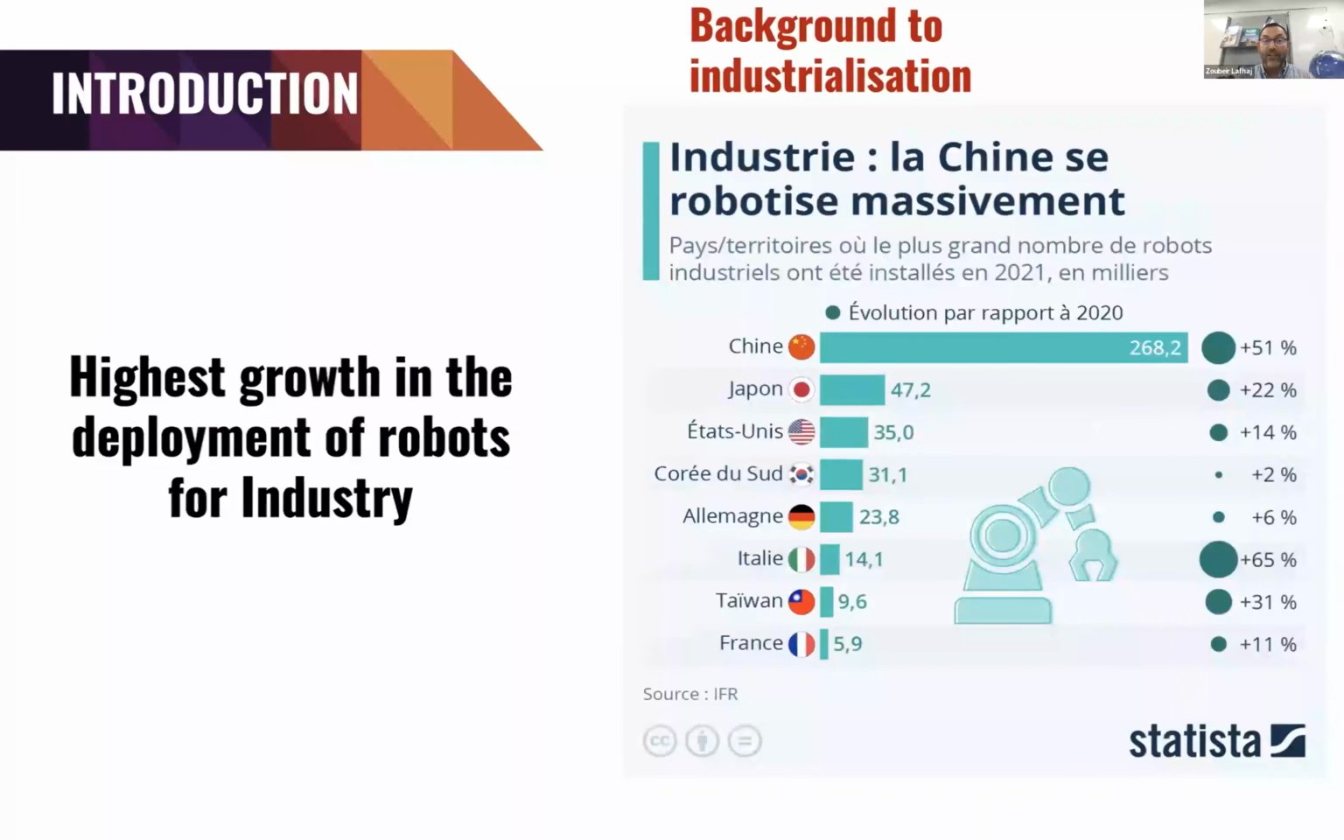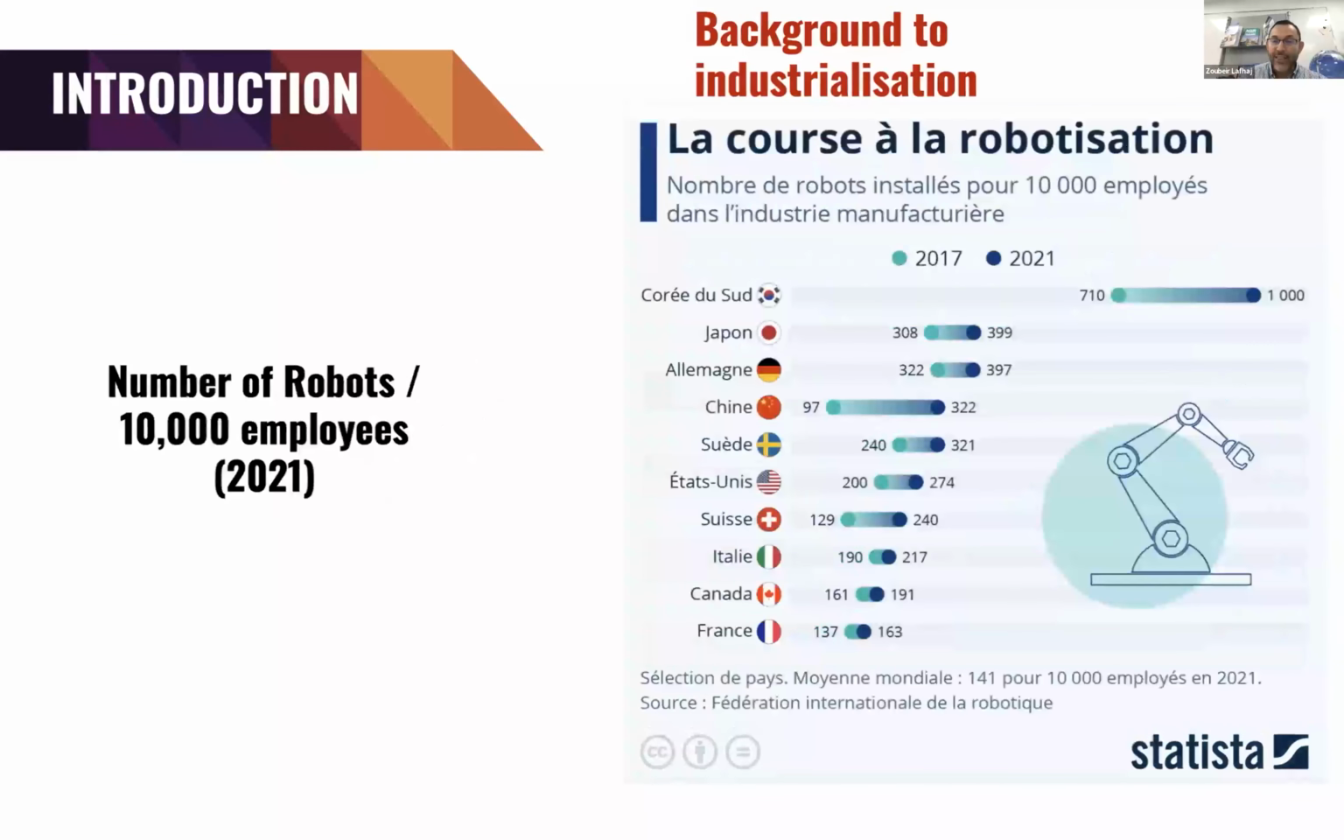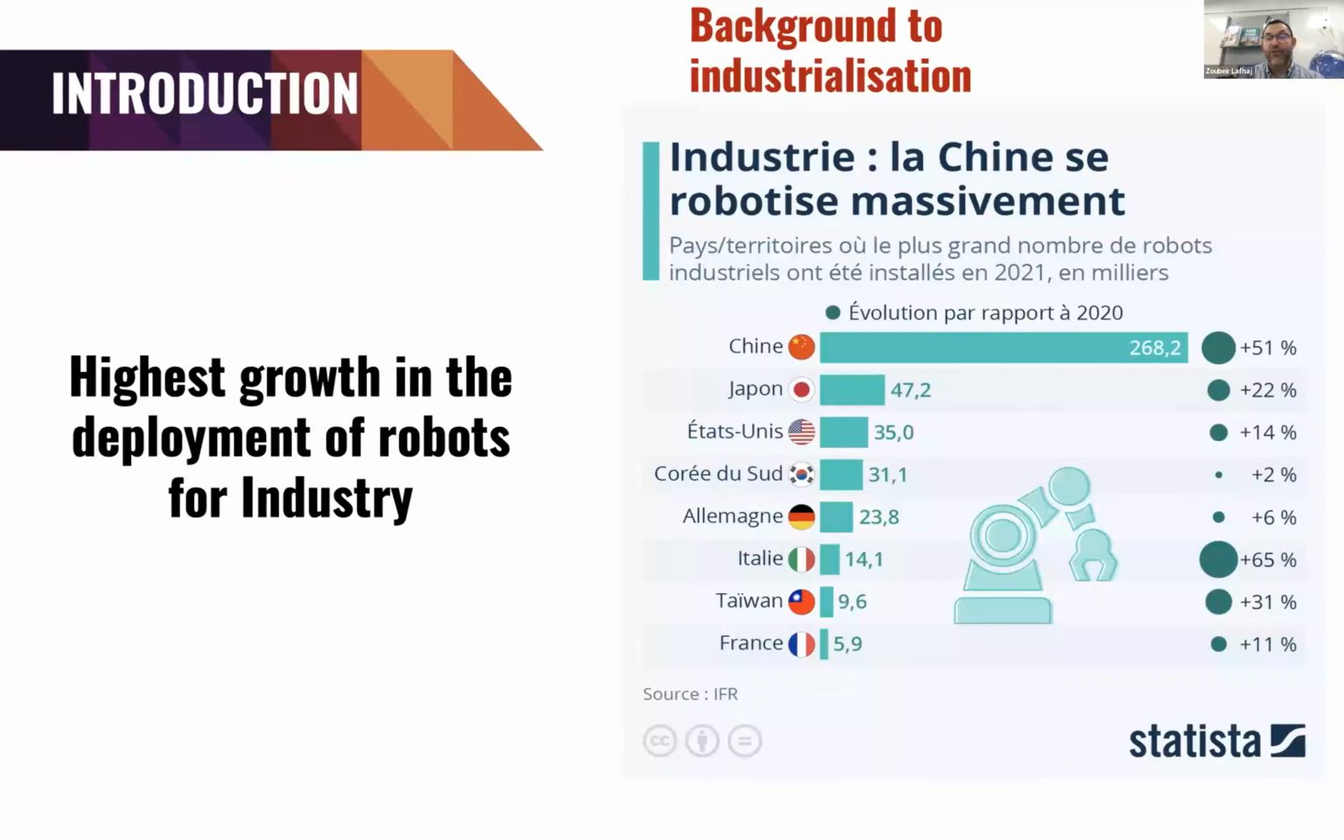But the second thing that we have to see is China. Since COVID, there is a change in the strategy of all the countries in the world. China made a massive robotization of their country. So look, 51% increase of robotization in China, 22% in Japan, 13% in USA, 65% in Italy, 6% in Germany, 31% in Taiwan, and 11%. Which means that since 2021 there is a kind of order of investment in robotization, but since COVID, there is a massive investment in robotization.